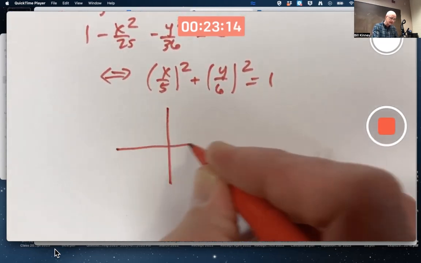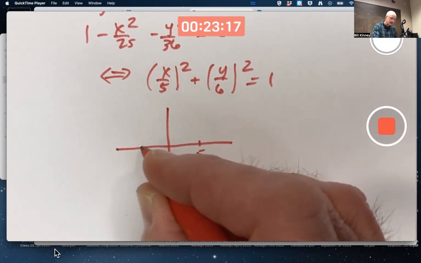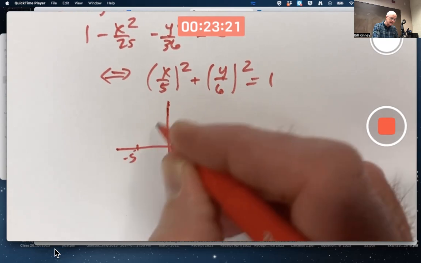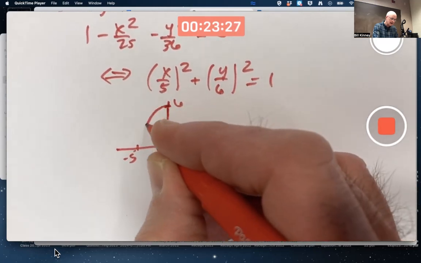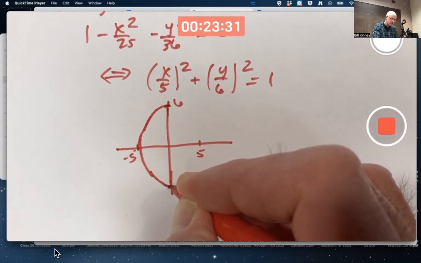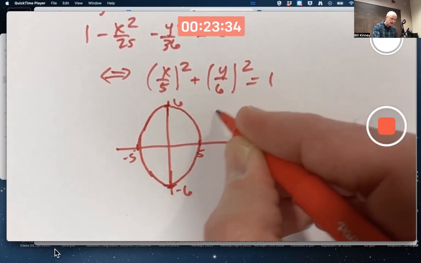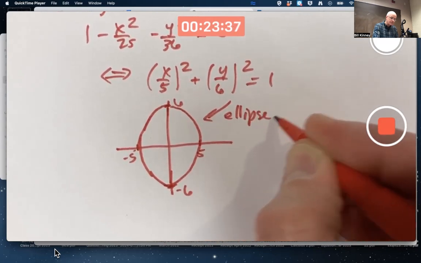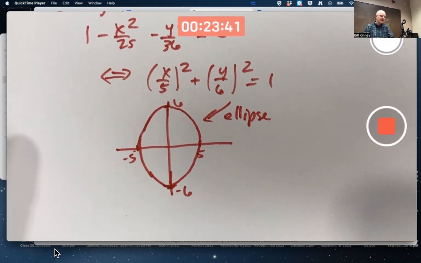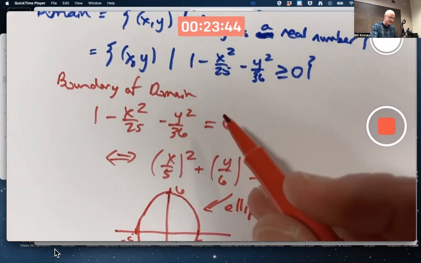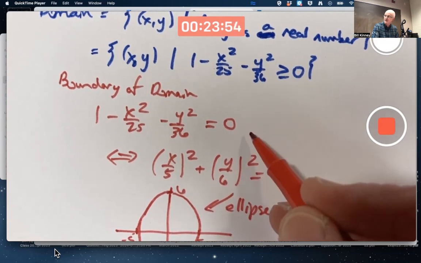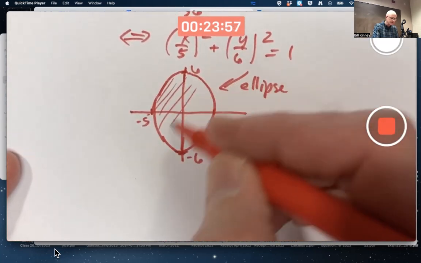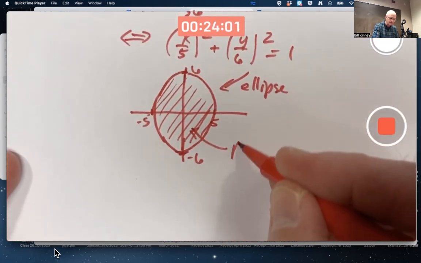So the boundary of this is an ellipse. It's an oval, almost circular looking, but slightly elongated in the vertical direction. That's an ellipse. For what values of x and y is this thing strictly positive? Well, take a test point like the origin. If you plug in x equals 0 and y equals 0, you definitely get something strictly positive here. It's inside the ellipse. That's the domain. That's the domain of f.